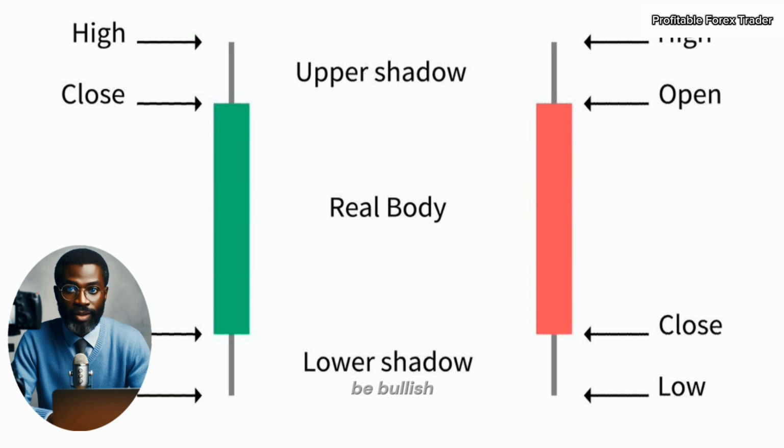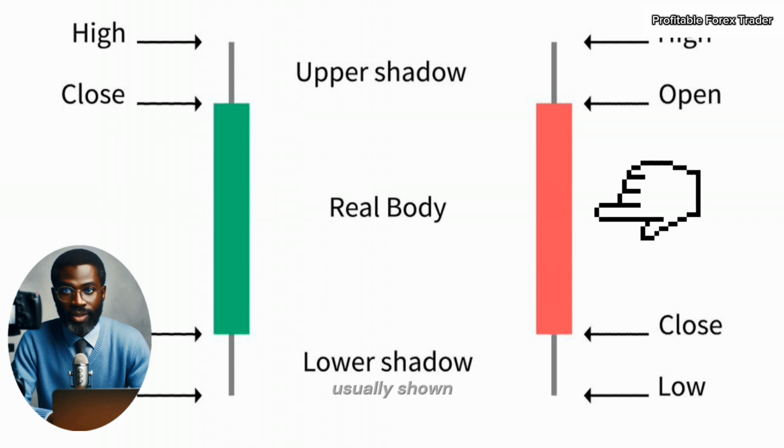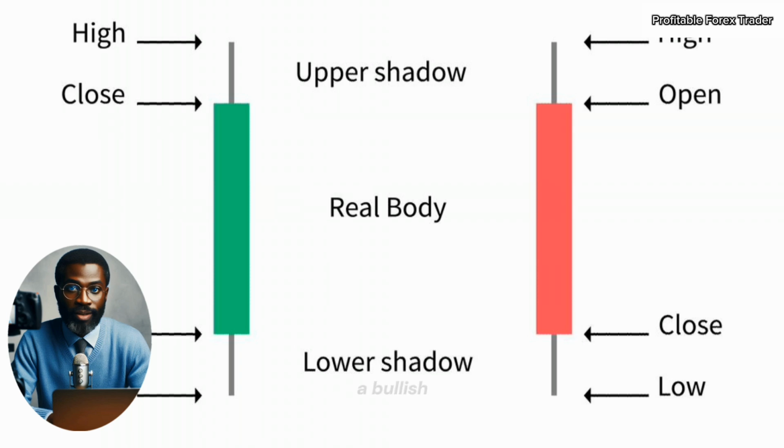Candlesticks can either be bullish, often depicted as white or green, or bearish, usually shown as red or black. Let's start with a bullish candle. A bullish candle forms when the market closes higher than it opened. For instance, if the market opens at $5 and closes at $7, you get a bullish candle. The body of the candle shows the difference between the open and close prices. The bottom of the body represents the opening price, and the top represents the closing price.